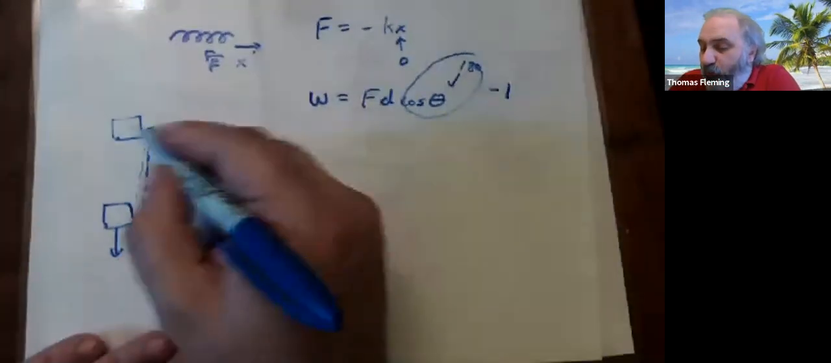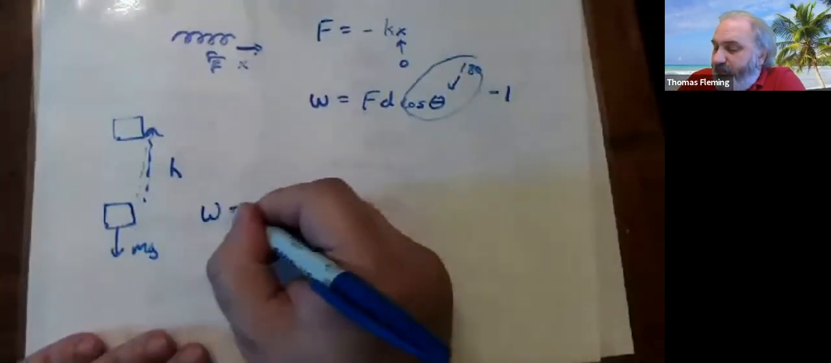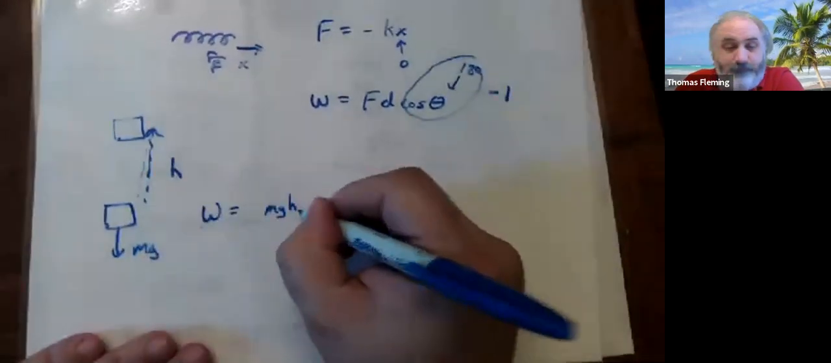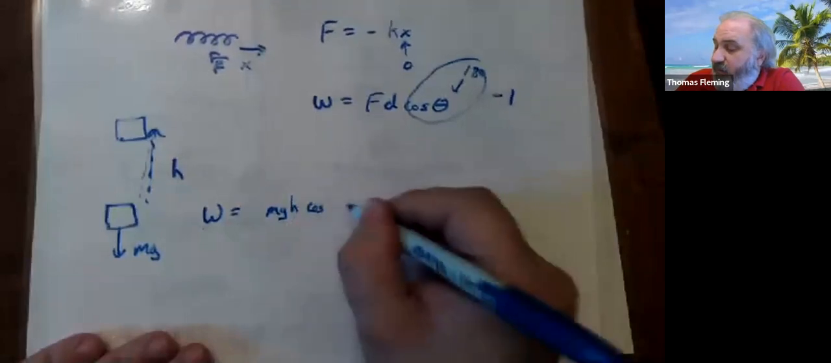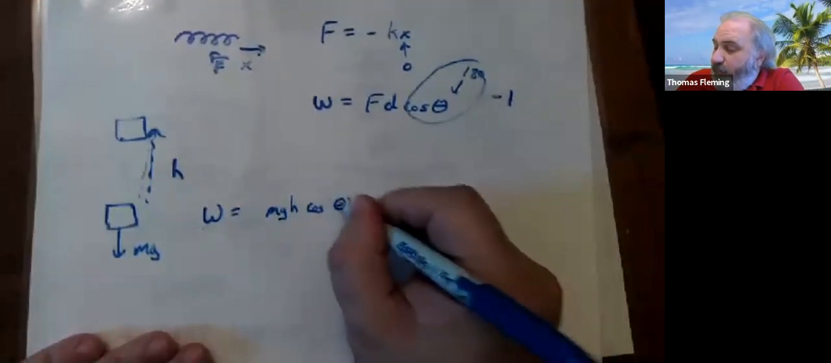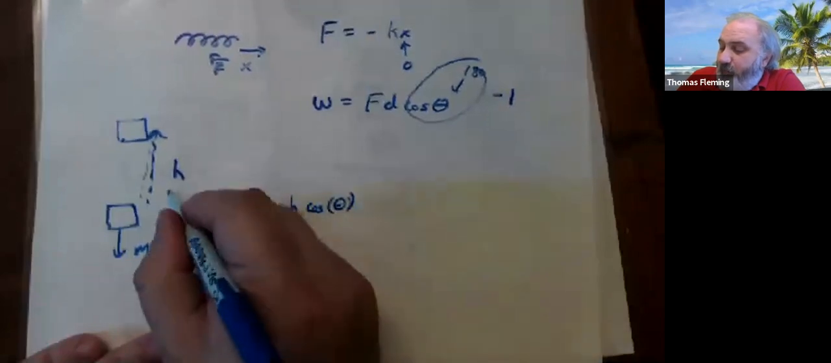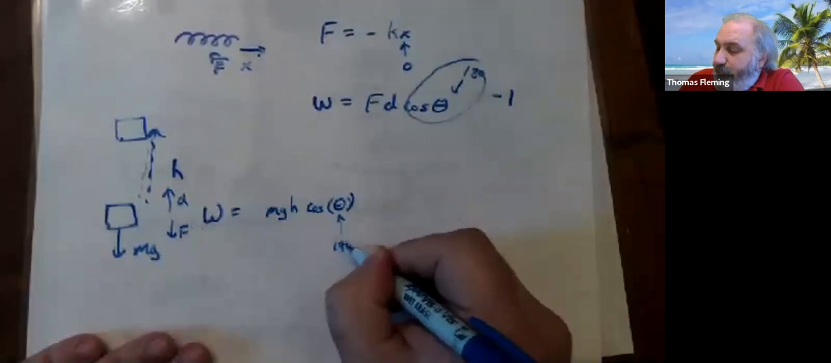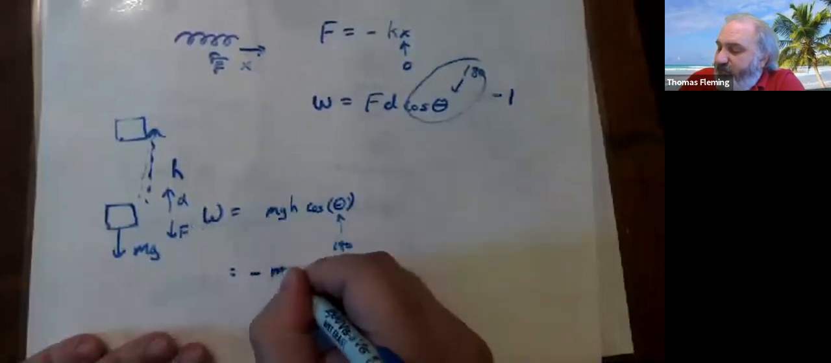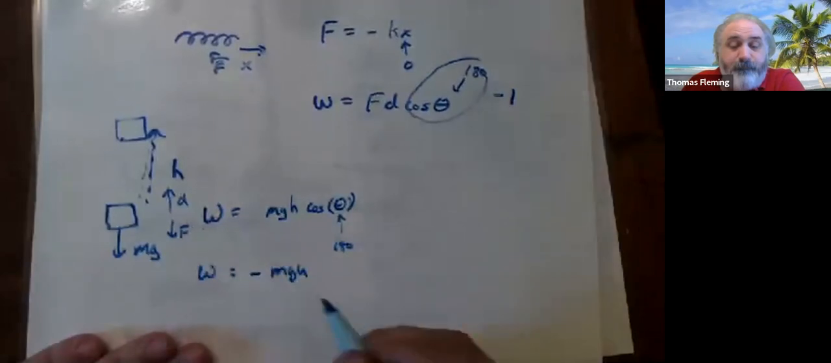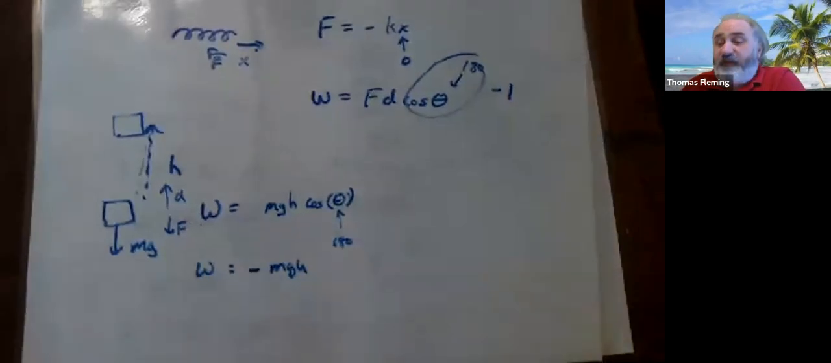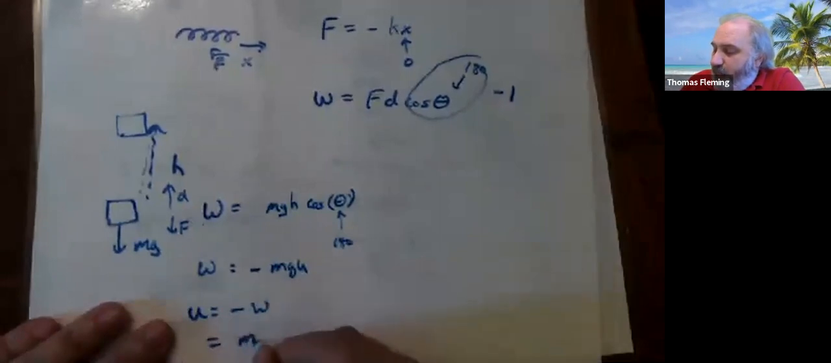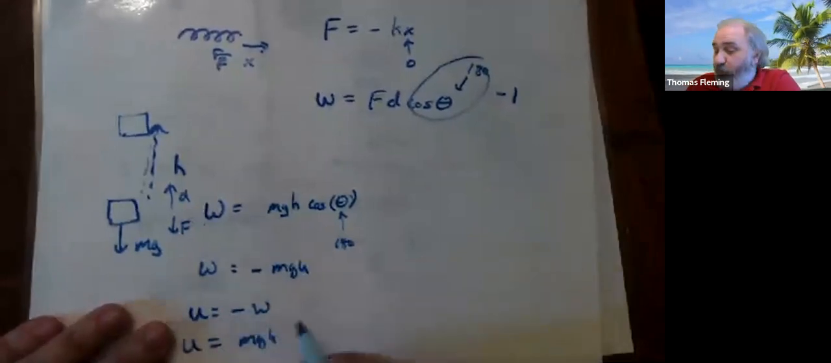Which means I can find the work due to that super easy, right? That's just the force, mg, times the distance, h, times the cosine of the angle between those two things. But again, the distance is up, the force is down, so that angle is 180. So the work being done by gravity was negative mgh. And of course, what did we do with that? We said that the potential energy formula was just the opposite of the work, which is why for gravity, the potential energy was mgh. That's where that formula came from.